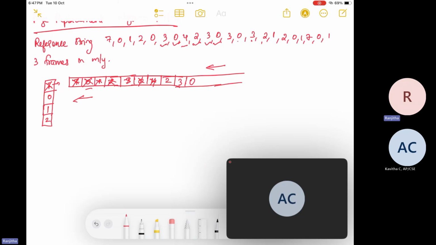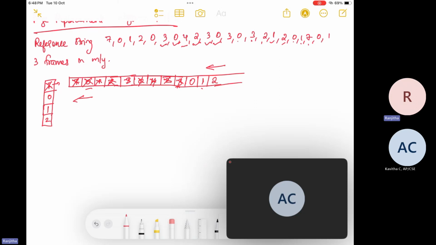Now, when 1 comes, 1 is not there. So for 1, we need to go for a page replacement. So after 2, of this 3, 2 came to memory earlier. So 2 will be replaced and 1 will be brought in. Now again, when 2 is being referred, 3 will be replaced and 2 will be brought in. When 0 is referred, 0 is already there. So there is no page fault. 1 is referred, 1 is already there.